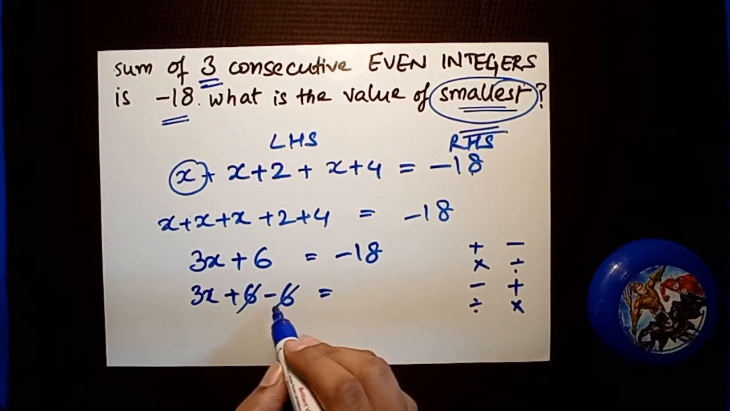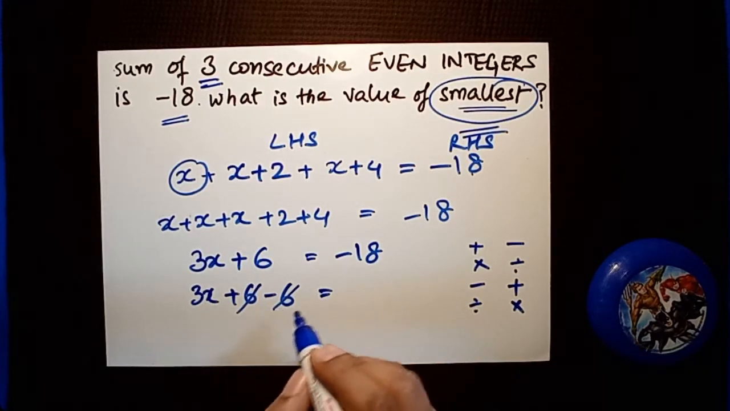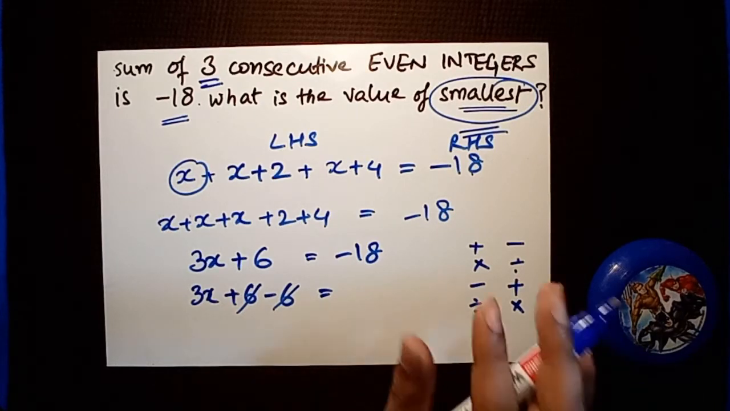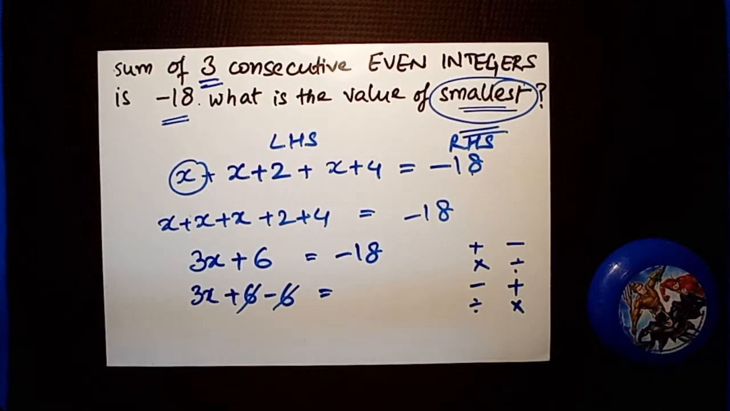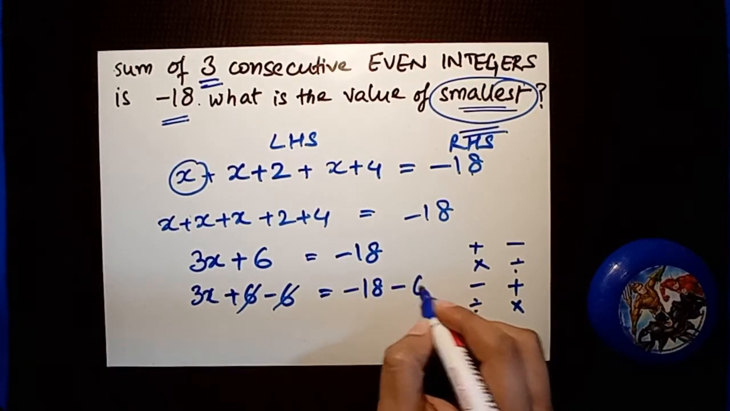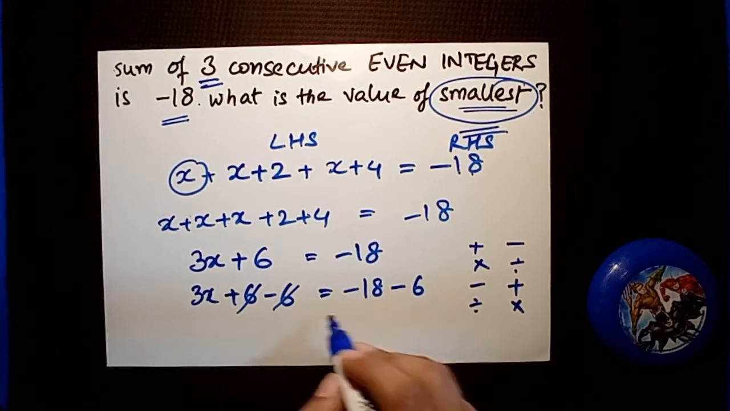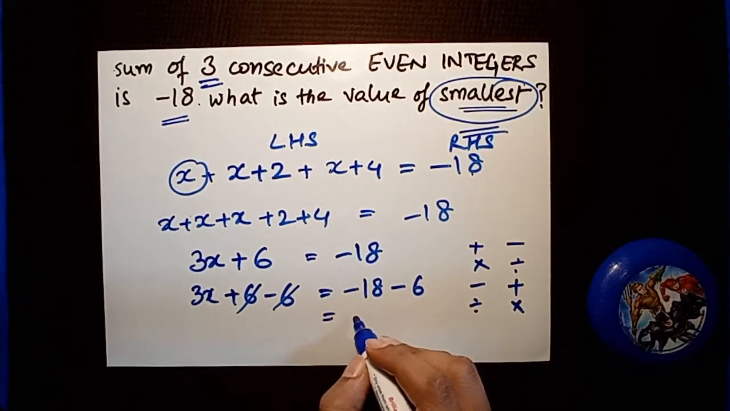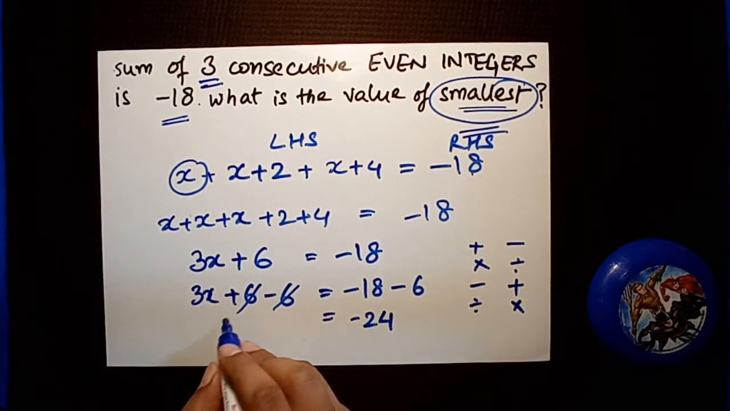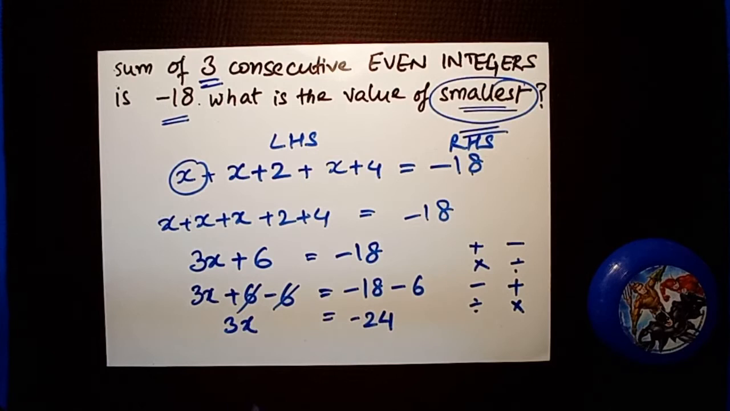What did I do here? I added minus 6. So listen to the words here: added minus 6. Okay, not 6, minus 6. So minus 18 minus 6. When it is the same sign, it becomes addition, becomes minus 24. And here we have left 3x. Let's divide here by 3. 3 cancels out 3 because 3 is in multiplication.